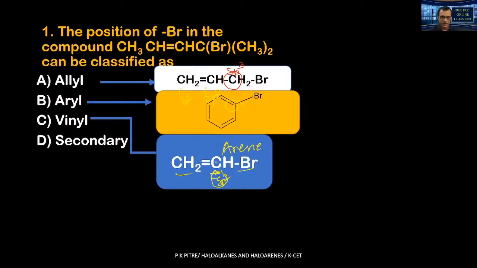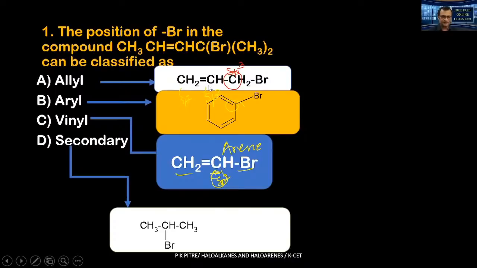Okay, so this is your vinyl. The Br halogen over here is connected to an sp2 hybridized carbon atom. Aryl Br is connected to the sp2 hybridized carbon atom of a benzene ring. Bromine here in allyl is connected to an sp3 hybridized carbon atom, which is connected to a carbon-carbon double bond. Let us go to the next part.